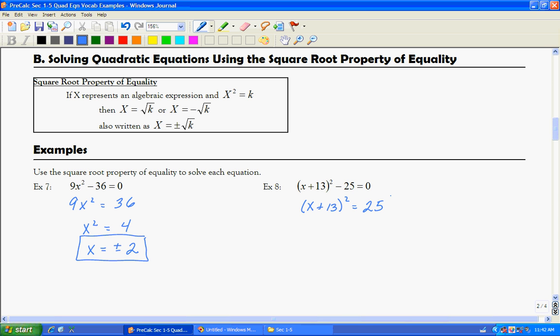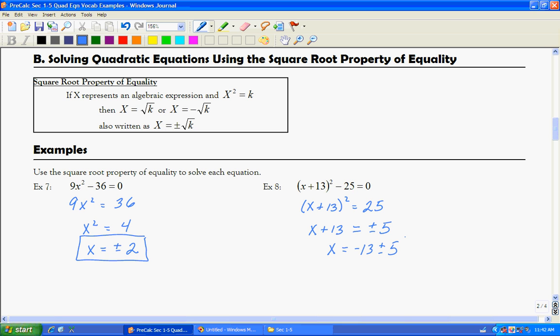And again, we're going to square root both sides. So on our left side, we end up with x plus 13 is equal to plus or minus 5. And then to solve for x, we're going to subtract 13. So we have x is equal to negative 13 plus or minus 5.